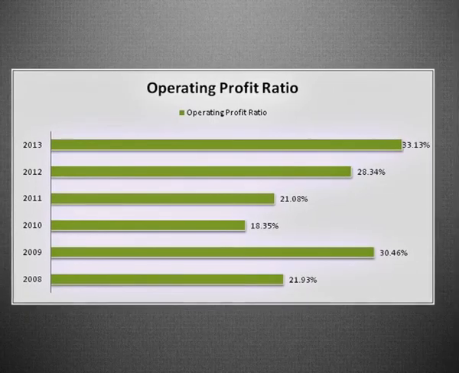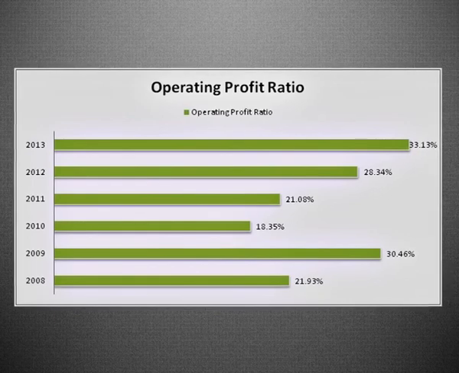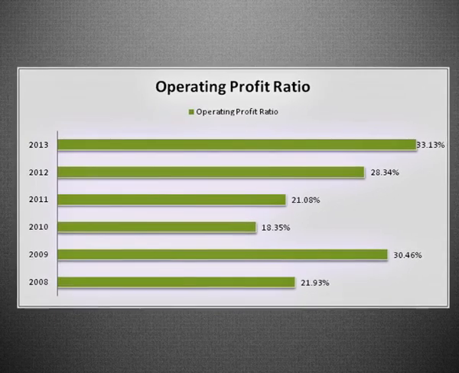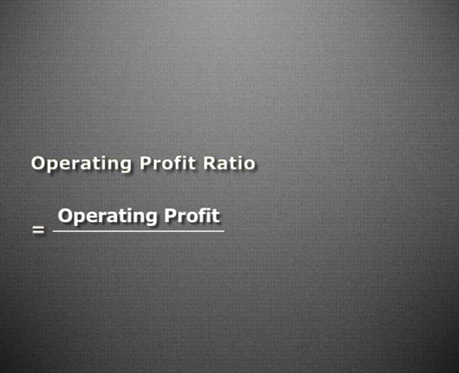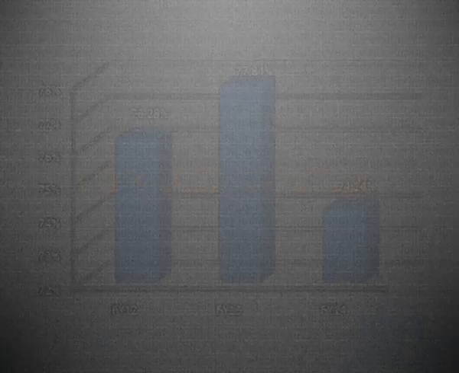Operating profit ratio. This ratio measures the relationship between operating profits and net sales. This ratio is computed to determine the operating efficiency of the management. It can be calculated in the following way. Operating profit ratio is equals to operating profit divided by net sales into 100. Higher the ratio, the more efficient is the operating management.